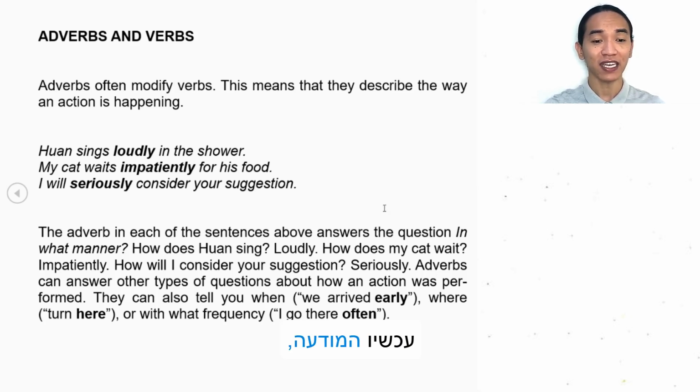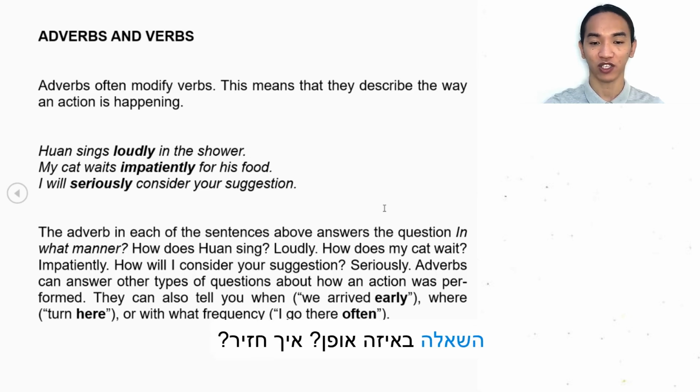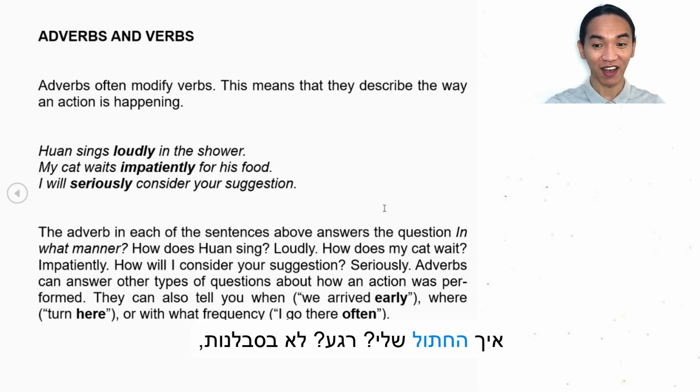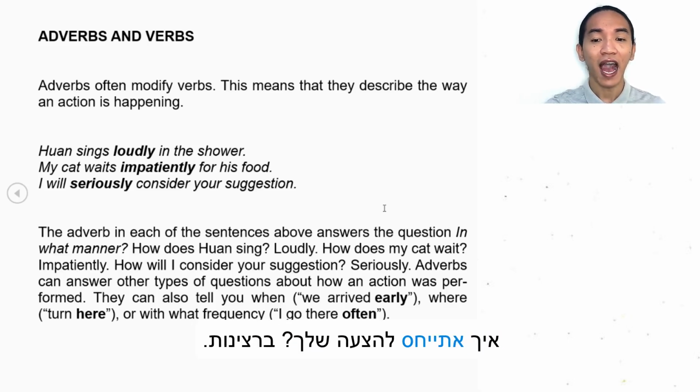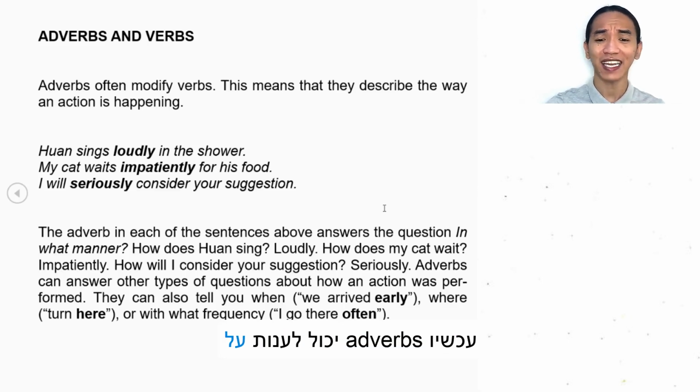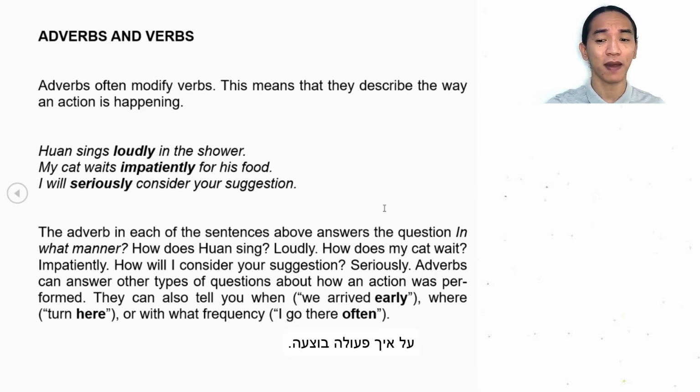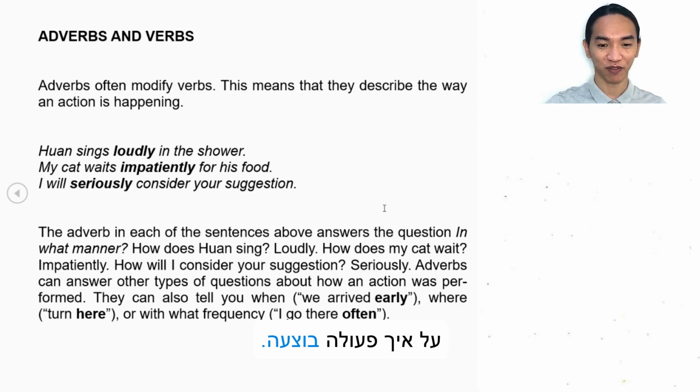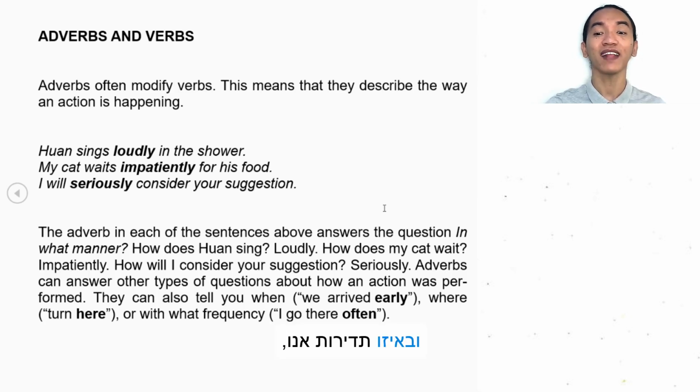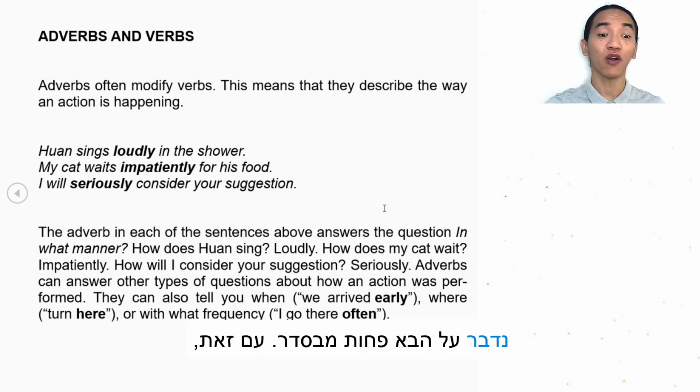Now, the adverb in each of the sentence above answers the question, in what manner? How does Juan sing? Loudly, right? How does my cat wait? Impatiently. How will I consider your suggestion? Seriously. So now adverbs can answer other types of questions about how an action was performed. They can also tell you when, where, and with what frequency. So which we are going to talk about on the next coming lessons.